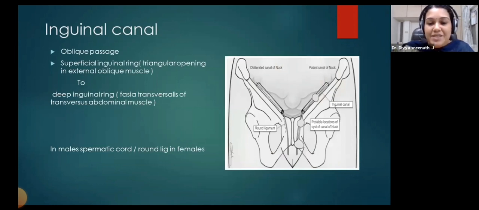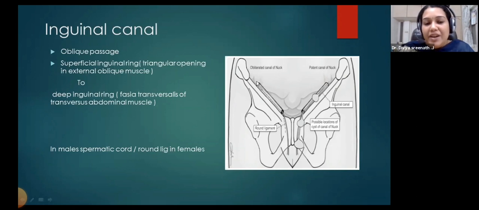Regarding the inguinal canal, there are mainly four muscles in the anterior abdominal wall: the external oblique, the internal oblique, the transverse abdominis, and then the six pack muscle, the rectus abdominis. The superficial inguinal ring is a triangle-like opening seen in the external oblique muscle, and deep to that is the internal oblique, and deeper to that is the transverse abdominis muscle.